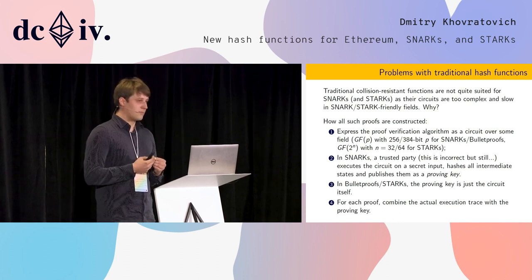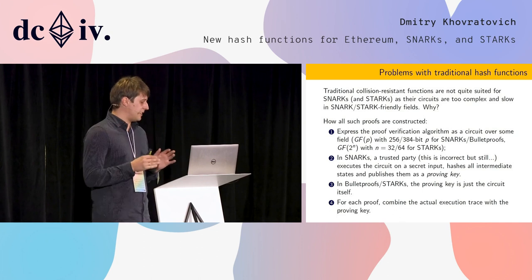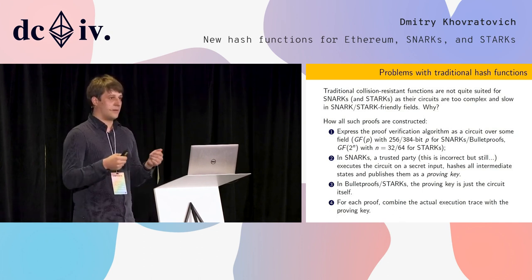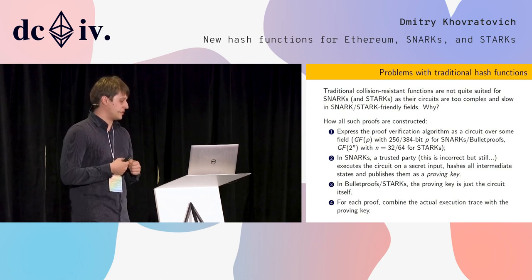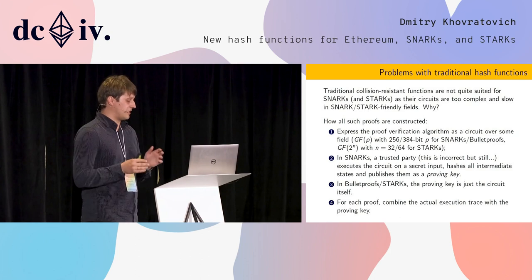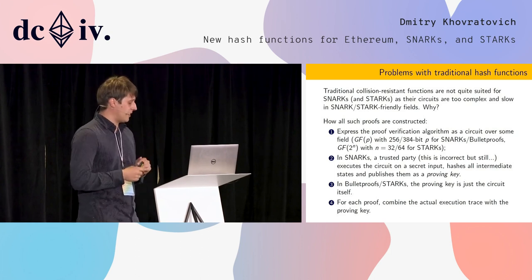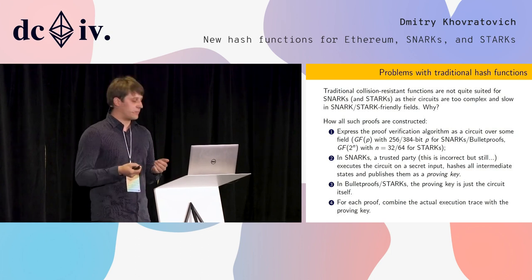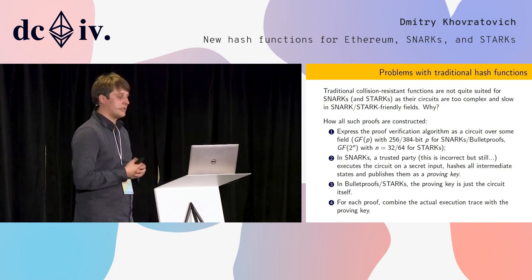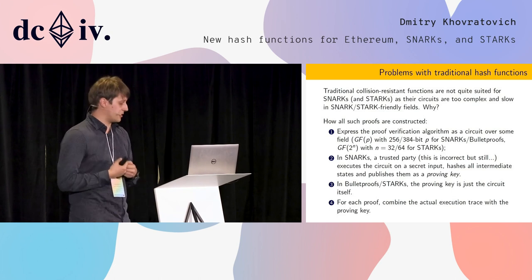So we can simplify and say that in SNARKs, a trusted party just applies a secret input to the circuit, and we can say that all intermediate states are hashed. It's not exactly true, but still, and all of them are published as a proving key. And in bulletproofs and STARKs, this secret input is not needed, so the proving key is just the circuit itself.